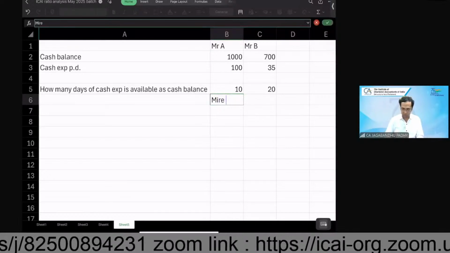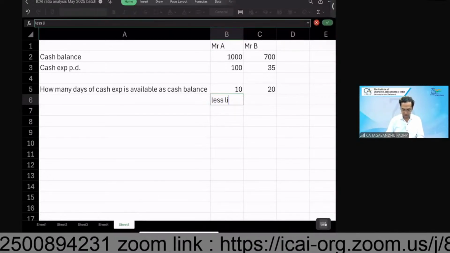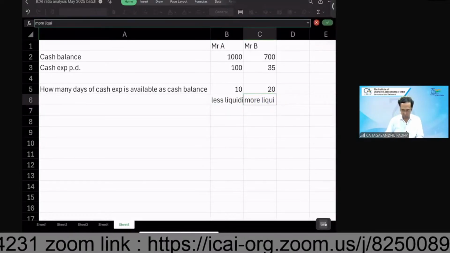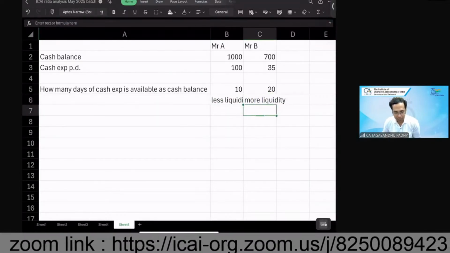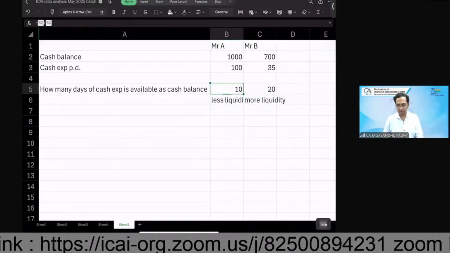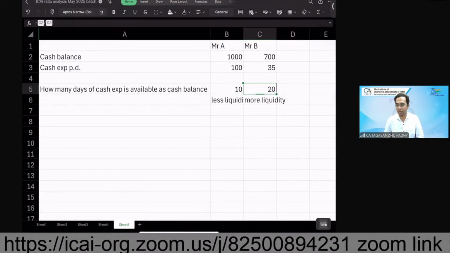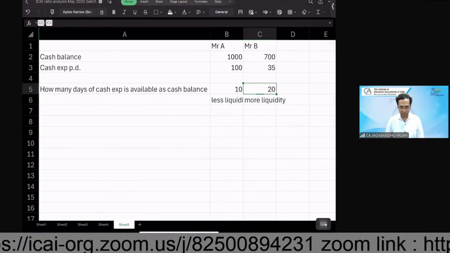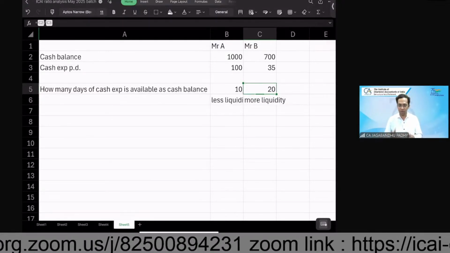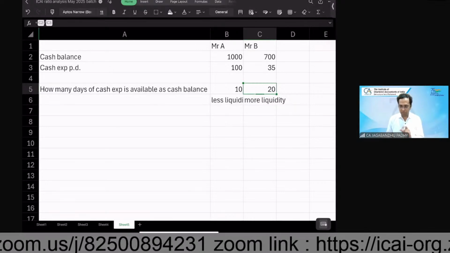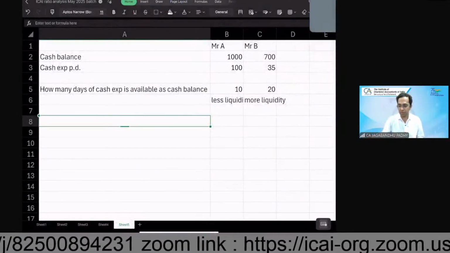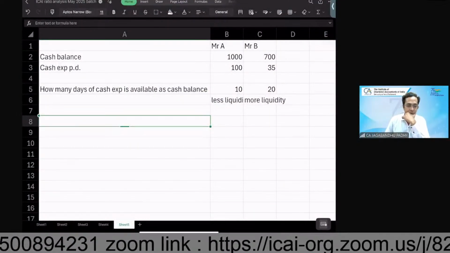So, of course, Mr. A is having less liquidity, whereas Mr. B is having more liquidity, right? So, how many days of cash available? We can simply say Mr. A has 10 days, Mr. B has 20 days of liquidity with them. Correct? So who has more liquidity? Mr. B is definitely having the higher level of liquidity. Something of this type, we do have in our ratios also.